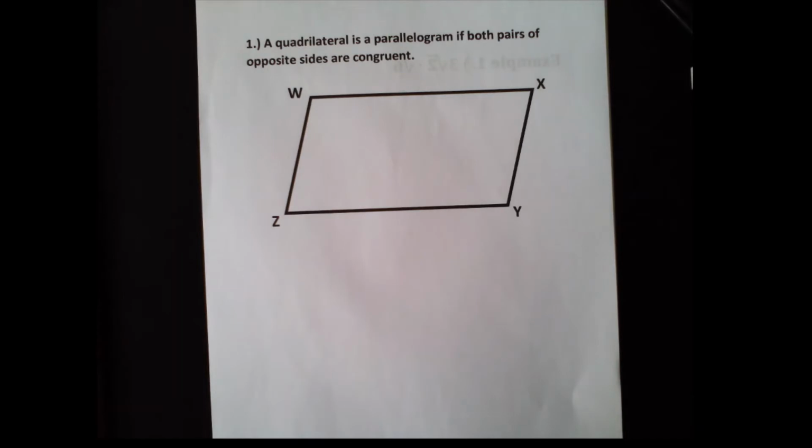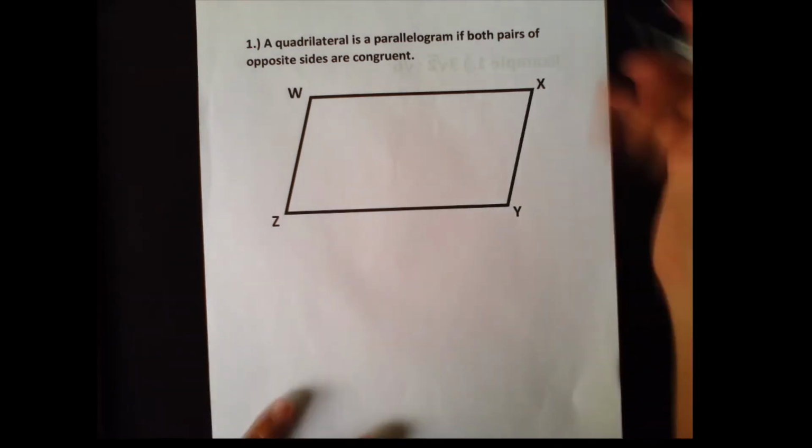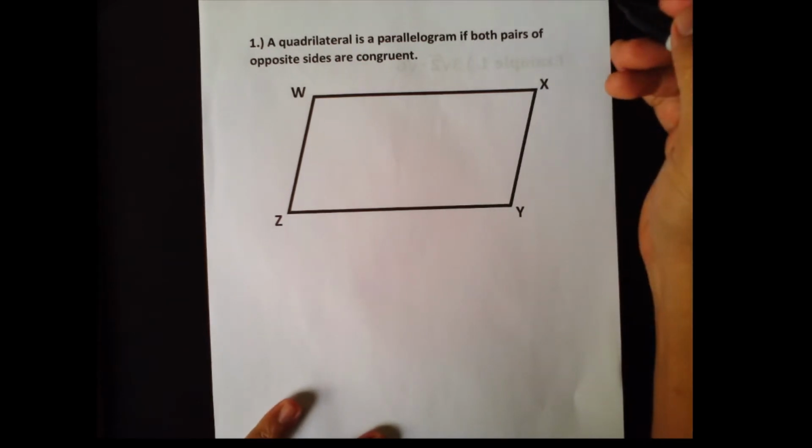Let us now examine or visualize the conditions and properties which guarantee that a quadrilateral is a parallelogram. Let us examine the first one. A quadrilateral is a parallelogram if both pairs of opposite sides are congruent. Let's identify first where the opposite sides are here.